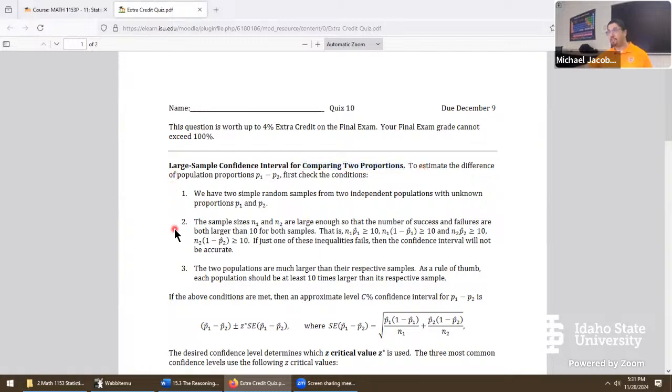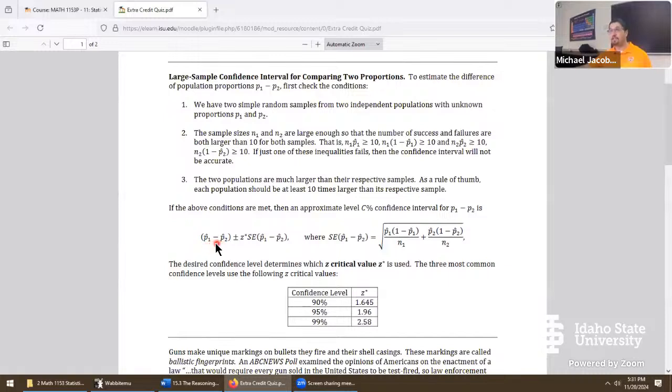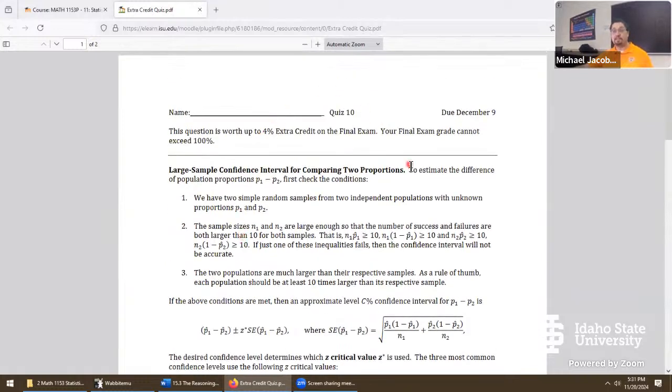The procedure should look familiar. You're going to take the difference of proportions here. A new standard error, it's not the best form in the world, but that's what happens when you're dealing with two parameters simultaneously. And Z-star is exactly the same. So if you decide to do this extra credit assignment, it has a final due date of December 9th, the same day as the final exam.